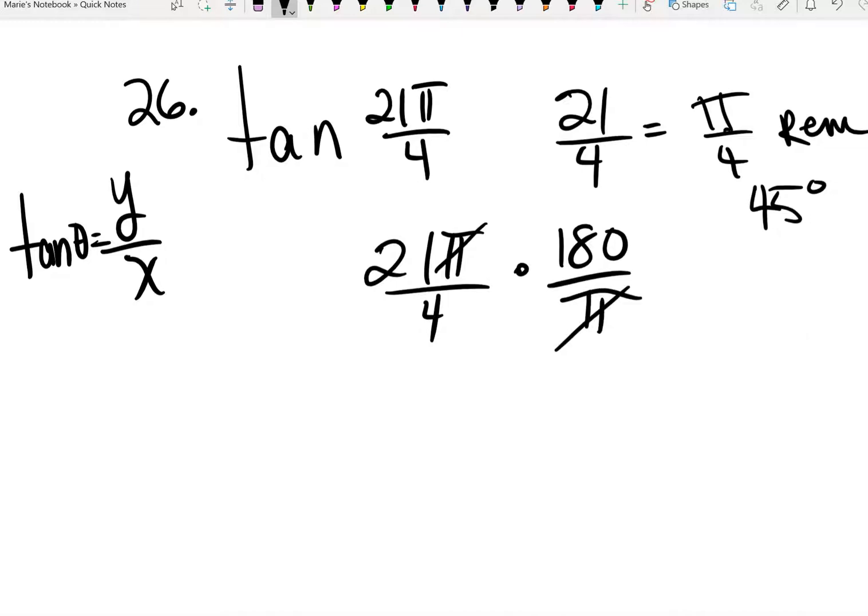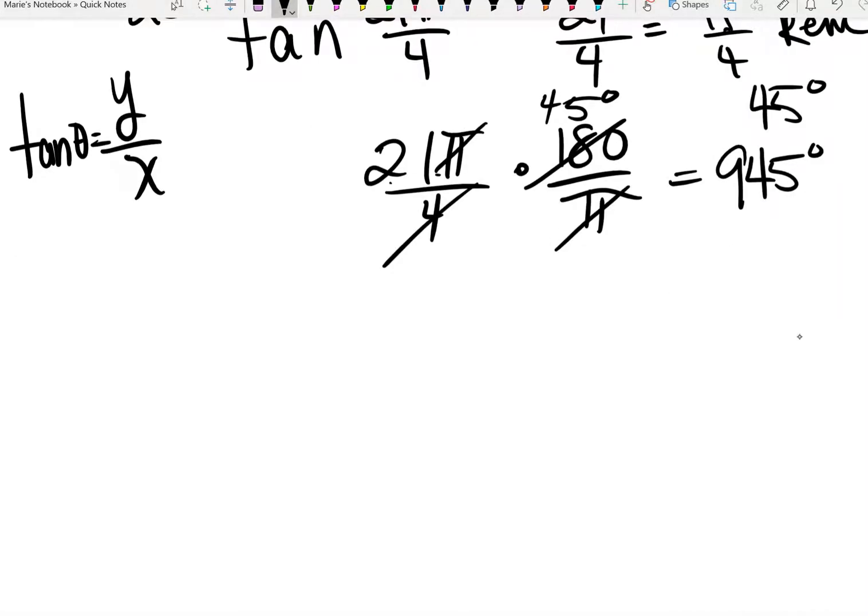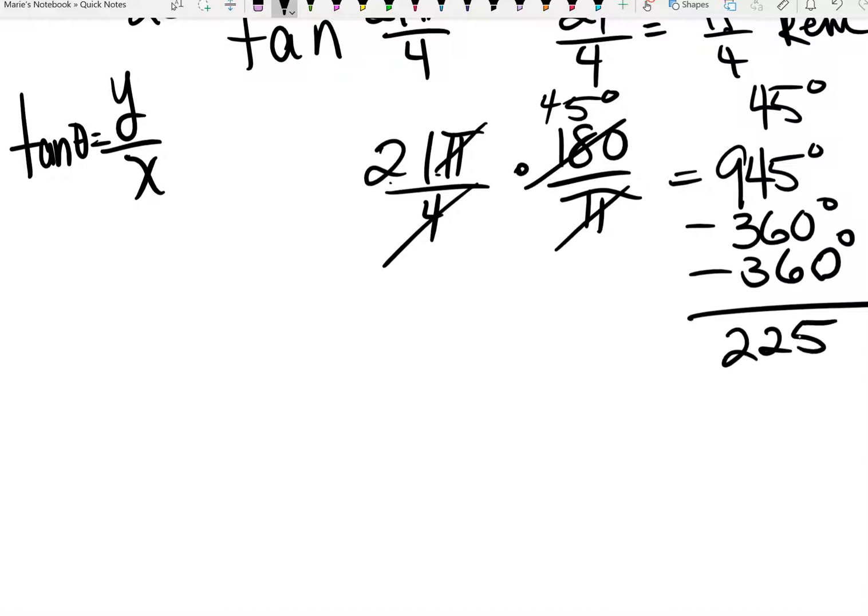The pi's will cancel. 180 divided by 4 is 45 degrees, so this into this is 45 degrees, leaving you 21 times 45, which is 945 degrees. Now I know definitely 720 would be a number I would use, which basically means I'm subtracting 360 degrees twice. So 945 minus 720 leaves me a small balance of 225 degrees.